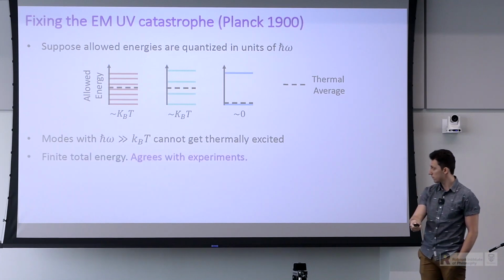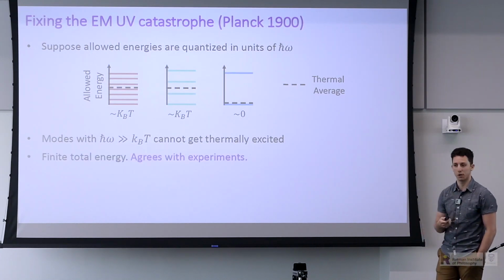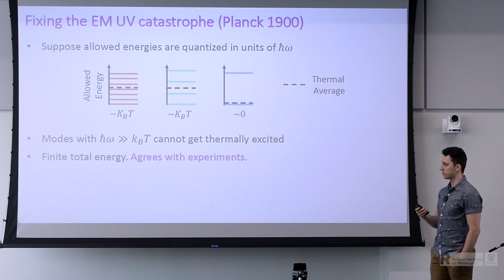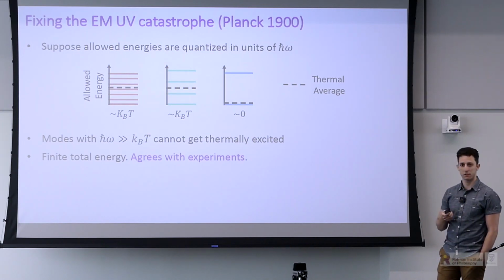And so the high frequency modes have effectively zero energy. And when we integrate over all the modes to get the total energy in a cavity, we get a finite value. And this agreed with experiments. So this was the revolutionary insight that Planck had to fix the ultraviolet catastrophe for electromagnetism. And the main assumption that goes into this is that the electromagnetic field is quantized.